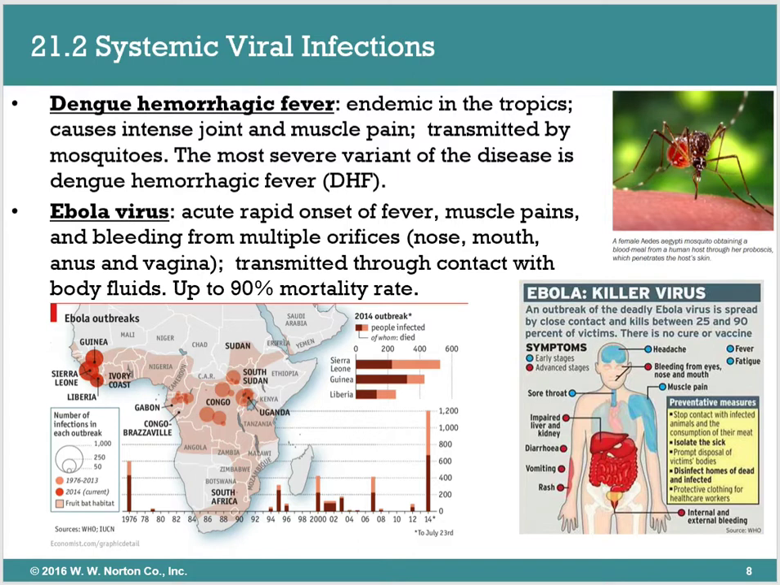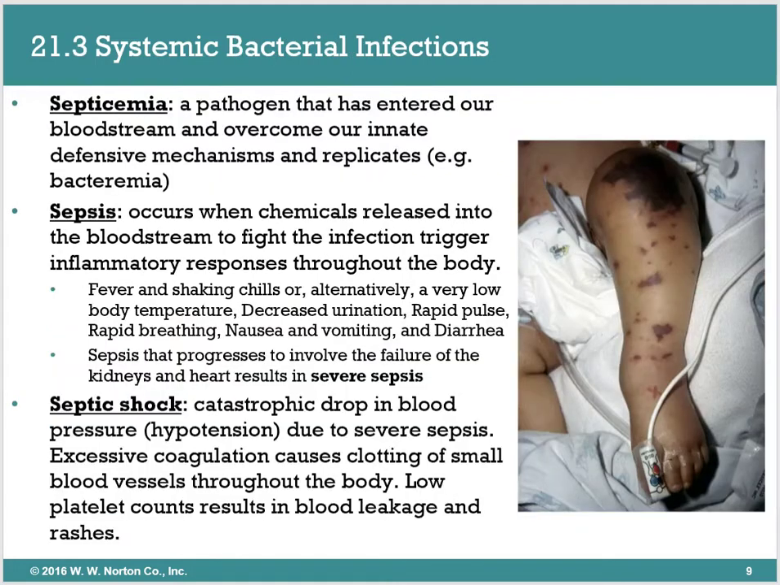Okay, now let's talk about systemic bacterial infections. These are probably the ones that you care more about, and they're a little bit more gross and fun. So we have septicemia. Septicemia is whenever a pathogen enters the bloodstream. It can be any pathogen, but it overcomes the initial innate immune responses and continues to replicate. If the pathogen is bacteria and it enters your blood system, it's bacteremia.